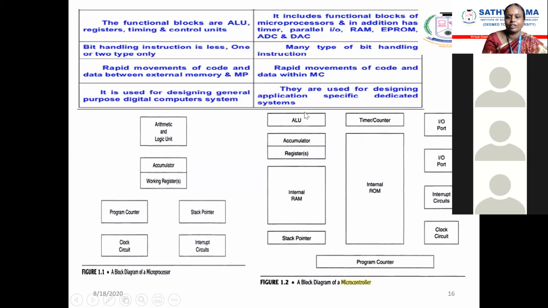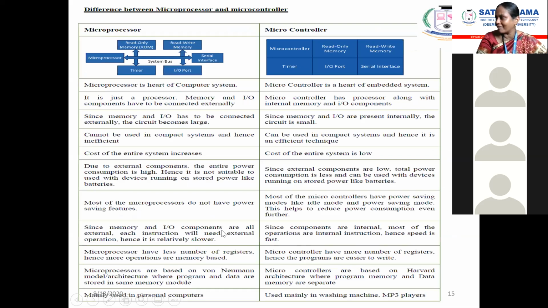All together, you see internal ROM, read-only memory. We have only the option to read. Internal RAM, we have the option for reading as well as writing. ALU is there, accumulator is there. Timer and counter, I told you, will do the synchronization process. Stack pointer, program counter, interrupt circuits, clock circuits, everything will be there. So this is the difference between microprocessor and microcontroller. I think you people can understand very well about the microprocessor and microcontroller.